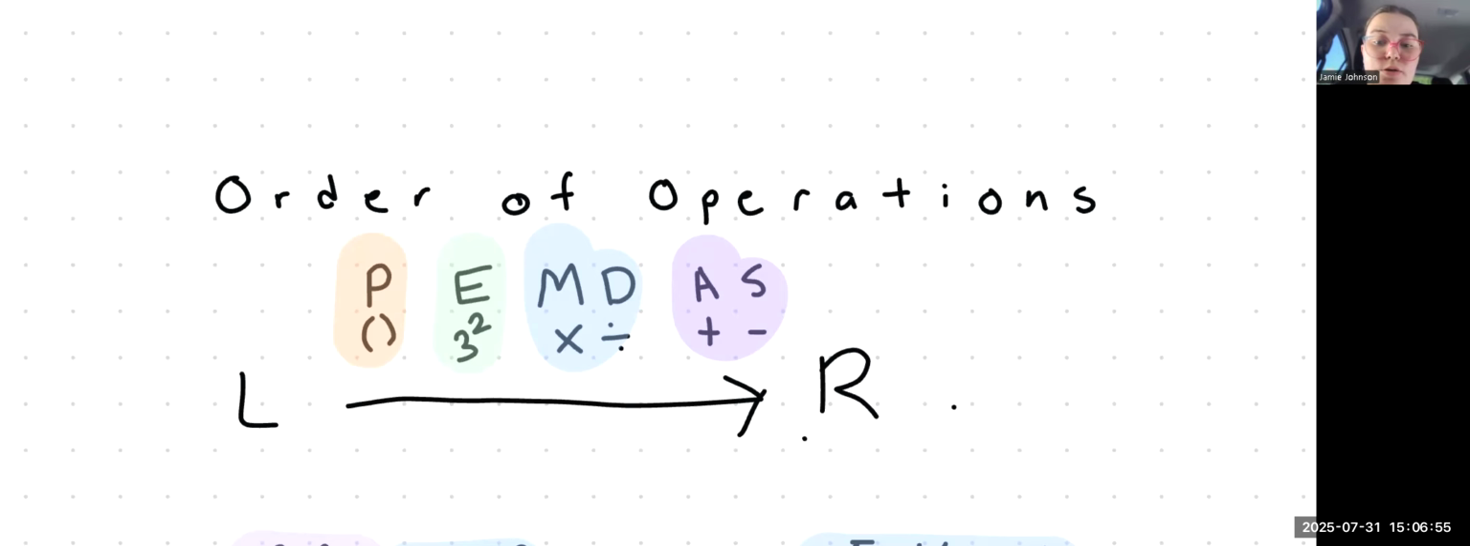And then your last two, addition and subtraction, A and S, you also do from left to right, no matter what's there. Ideally, once you've gotten to A and S, there should be nothing else there. So all you're doing is adding and subtracting things, which is fun. You move from left to right with that.